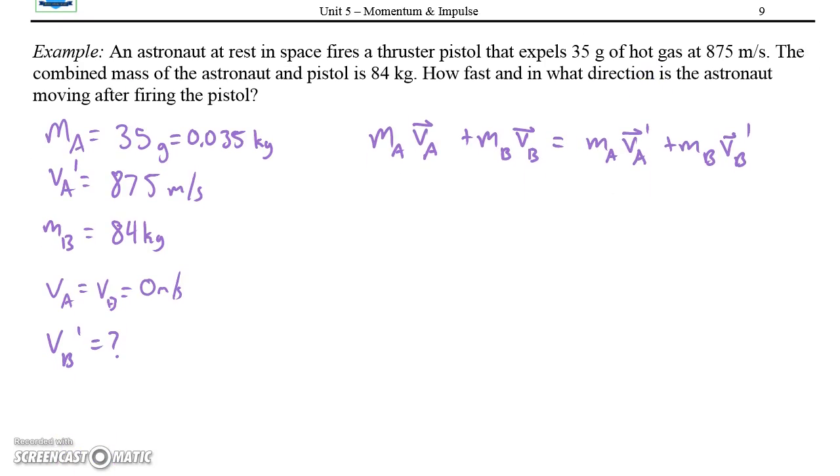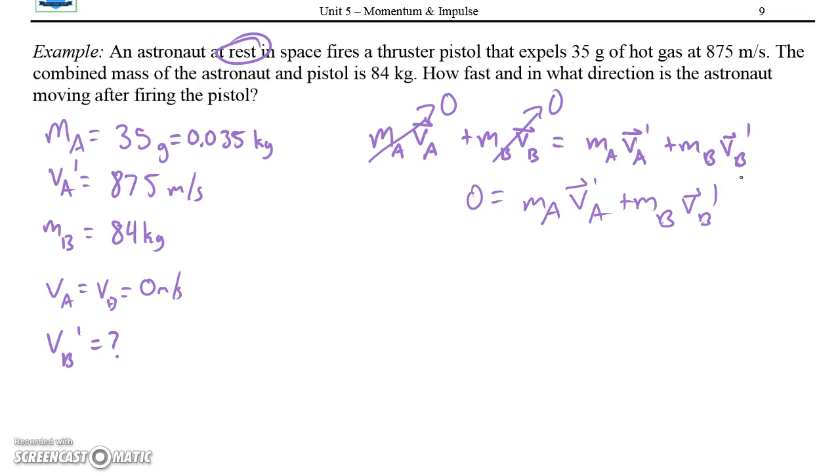So we've got an astronaut at rest in space, and he fires a thruster pistol which expels hot gas, and that would allow the astronaut to move in the opposite direction. So how fast does he do that? Starting point's the same equation. We have to make sure our masses are in kilograms, but one thing we have to pull out of this one is the at rest. Initially, both objects are at rest, so VA and VB are 0, so we can set both of these terms to 0, and our equation simplifies very nicely in terms of how much we have to write out.